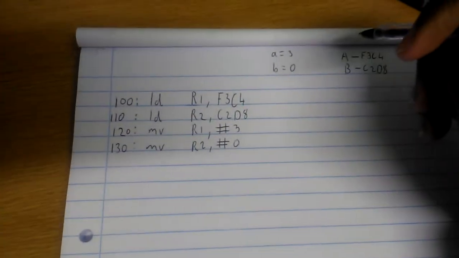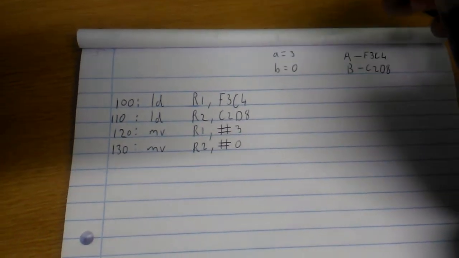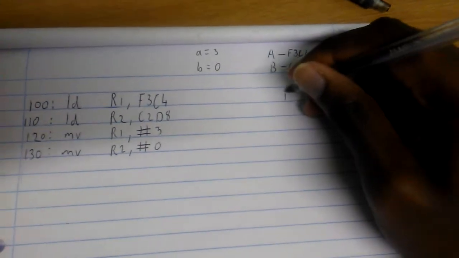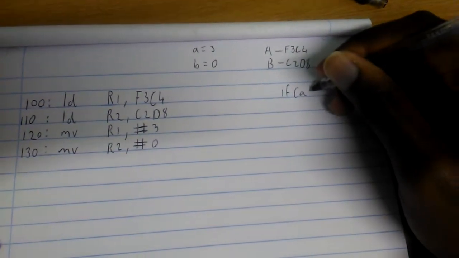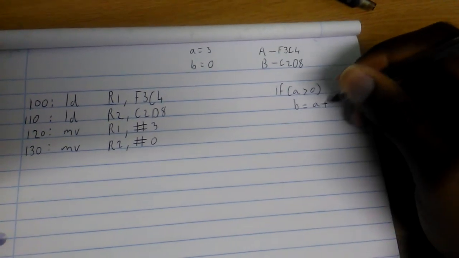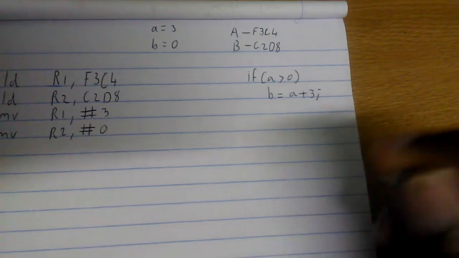Now the next thing we're going to do is our tests. Now our test is going to be like this. Testing is when you're using your conditions. Like if you can remember, if A is greater than 0, then B is equal to the math statement that plus that. If you can remember, let's not forget about the semicolon there.